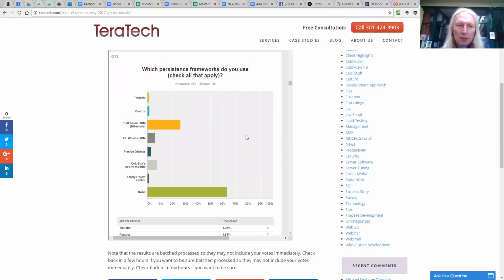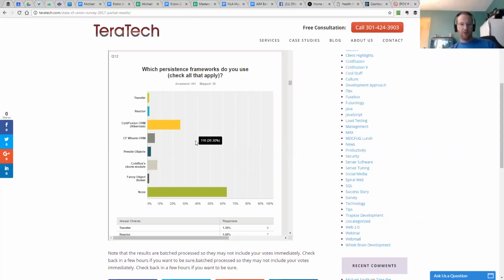So, persistent frameworks. Looks like most people don't use those. But if you are using objects in your code and a persistent framework to instantiate them, the one built into ColdFusion is what most people are using. And these aren't all mutually exclusive. For instance, the ColdBox cborm module is actually a library you use along with ColdFusion ORM, not as opposed to.